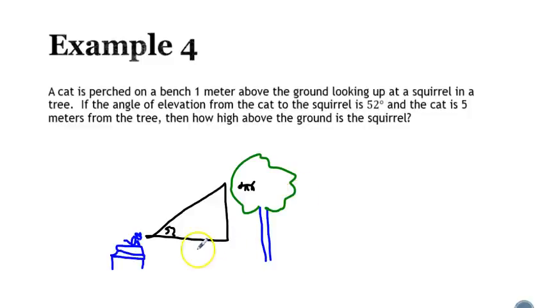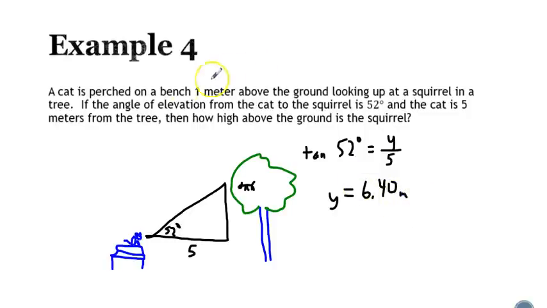And they tell us that the cat is 5 meters away from the tree. So they're describing the horizontal distance there. And they want us to find how high above the ground is the squirrel. Well, I'm still going to set up my tangent of 52 degrees is equal to opposite. This time the side I don't know is the opposite side, but I do know the adjacent side. So my solving is a little bit different this time. I just need to multiply both sides by 5. So I'm getting 5 times tangent of 52, which is a vertical height of 6.40 meters approximately.